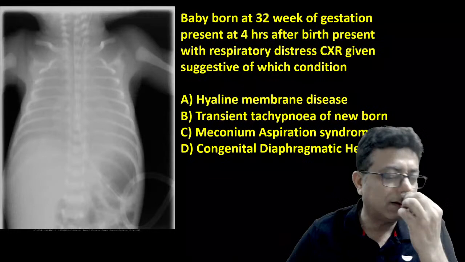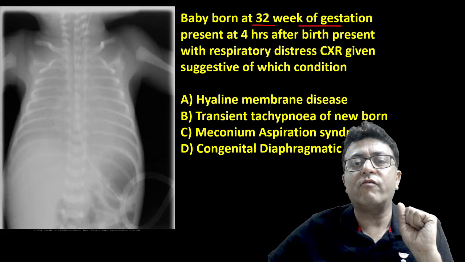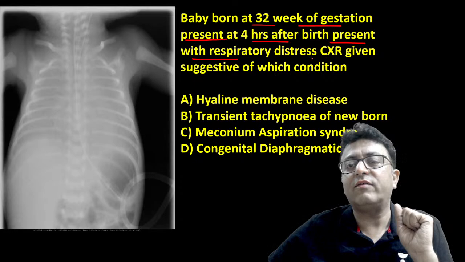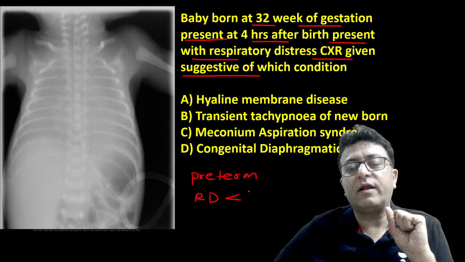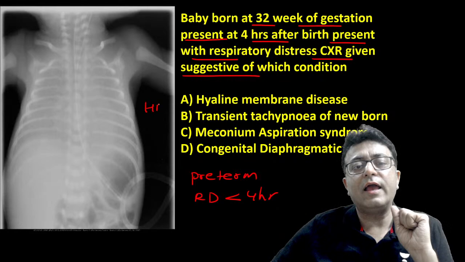Answer this. Simplest of questions. Baby born at 32 weeks of gestation, presents at 4 hours after birth with respiratory distress, X-ray shown. Two points are suggesting. Number one, it's a preterm. Number two, onset of respiratory distress within 4 hours. Yes, this is the picture of HMD, hyaline membrane disease.